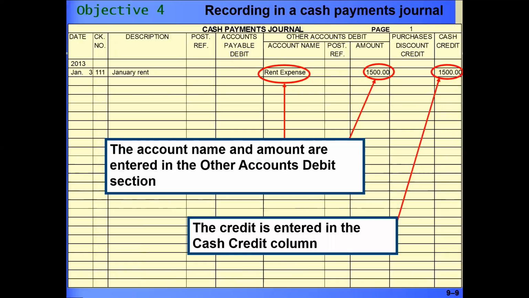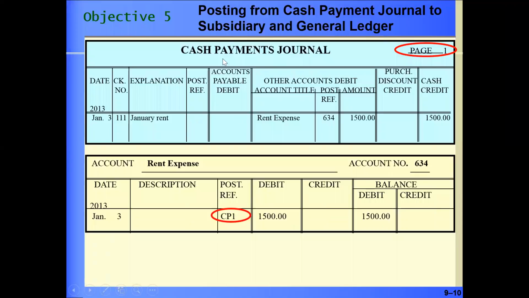So basically, this section here in blue is the cash payments journal, page 1, and this is our January rent that we just did for $1,500. Since this is the cash payments journal, our posting reference would be CP1 for cash payments journal, page 1, and this is the rent expense account in the general ledger. And then it would be account 634. So that's why we put 634 in the blue section, the cash payments journal under posting reference.